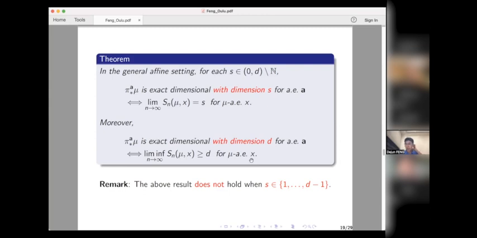It should be pointed out that the above result does not hold when s is an integer between 1 and d minus 1. That means we can find some counterexample: some measure mu such that pi_A mu is exactly dimensional with some integer dimension between 1 and d minus 1. However, the right-hand side does not hold, the limit of S_n mu at x is not equal to s. So that's quite strange.